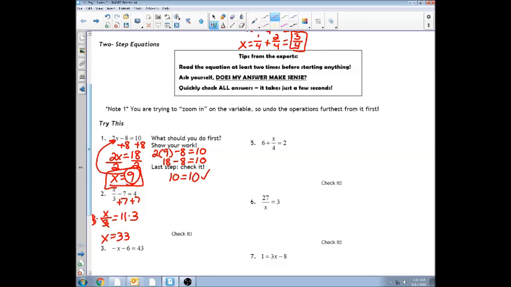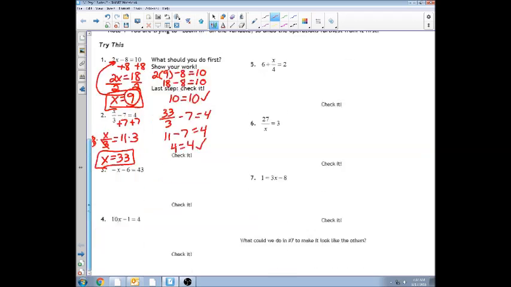In order to check this, I need to take 33, put it back in for x, so it would be 33 divided by 3 minus 7 would equal 4. 33 divided by 3 is 11, minus 7 equals 4. 11 minus 7 is 4. So our check is good. That gives me my answer. Make sure you are checking all of your answers, please.